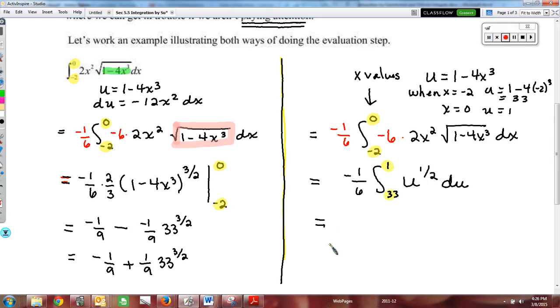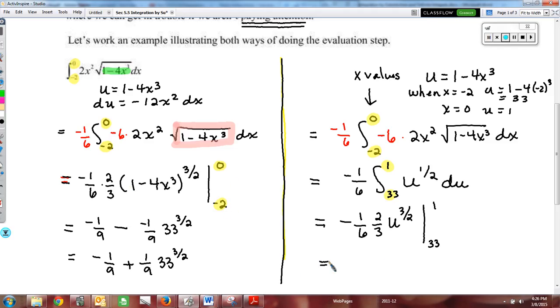Now the nice thing about this is that I don't have to go back to x. When I integrate this, I'm going to have -1/6, and then we do u to the 3/2, and then our 2/3, and I'm evaluating 33 to 1. I do not have to go back to x. Because it's a definite integral, the net change when it's in terms of u, when u is 33 and 1, is going to be exactly the same net change as when I have it in terms of x, and x is -2 and 0.